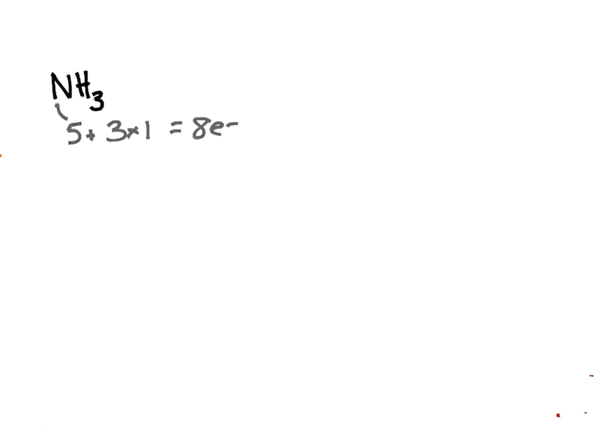Here we have ammonia. Nitrogen has 5 valence electrons. Each hydrogen has 1. That gives us 8 total valence electrons. So now when we add these up, that's for step 1, 8 valence electrons. Step 2, connect the atoms with single bonds. So here I have nitrogen with 3 singly bonded hydrogens. Next, I'm going to add electrons up to 8, giving everybody an octet.